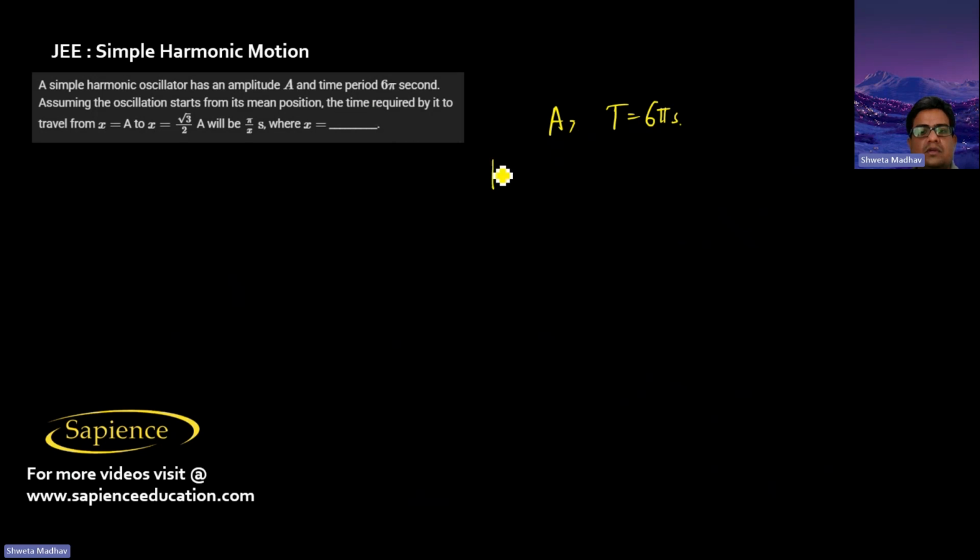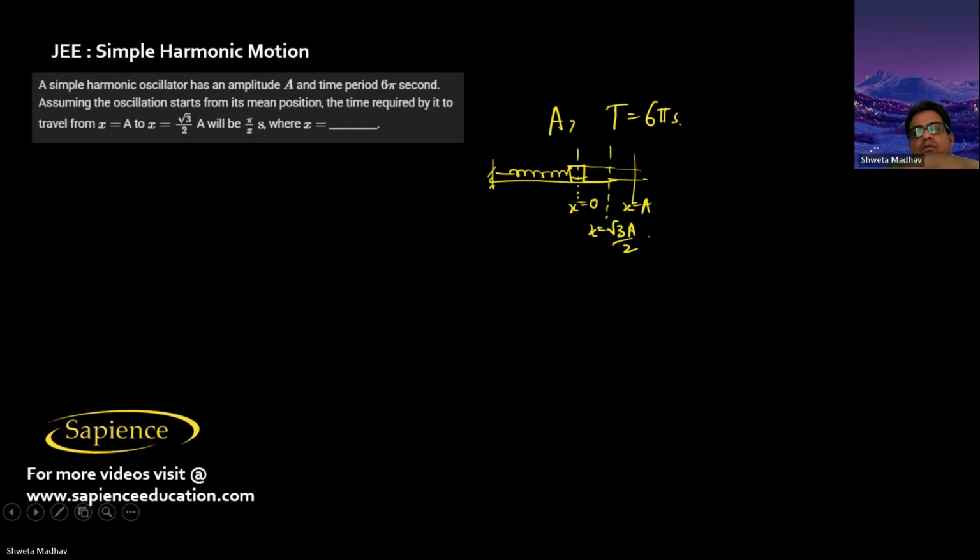Let's say we have a spring mass system. So the oscillation starts from its mean position, which is at x equal to 0 only, and the time required by it to travel from x equal to a to x equal to root 3a by 2, this time interval, I can say t1, is equal to pi by x seconds.